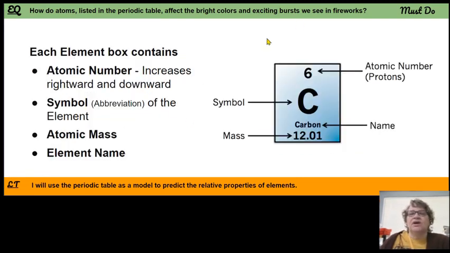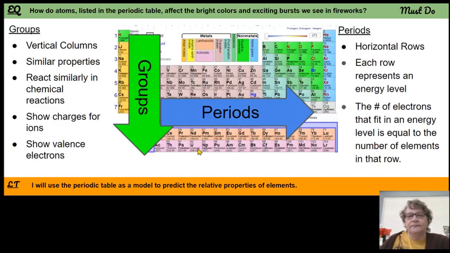Each box on the table of elements contains four things. The first is the atomic number, the number above or at the top of the box. The symbol, which is sort of an abbreviation of the element name, the atomic mass, which is at the bottom, and then the element name, which is also here. So if you look, we have carbon, the symbol is C. It's number 6 on the periodic table, and it has a mass of 12.01.